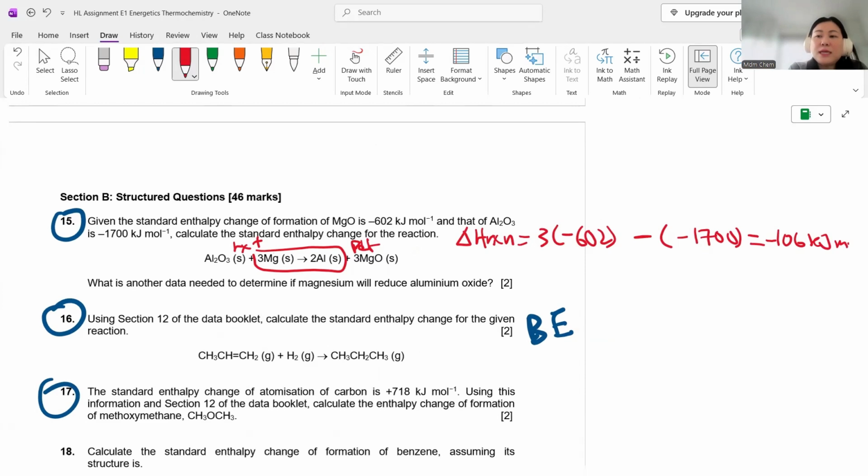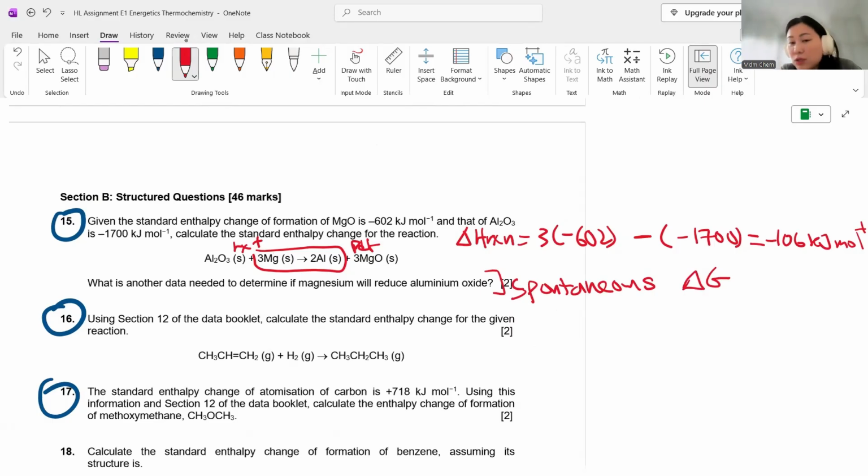So what is another data that I need to determine if I want to see whether magnesium will reduce something? If I want to know whether something will react with something, then I'm asking myself, is the reaction spontaneous or not, right? So if I want to know whether a reaction is spontaneous or not, then the best way is you give me the delta G value.